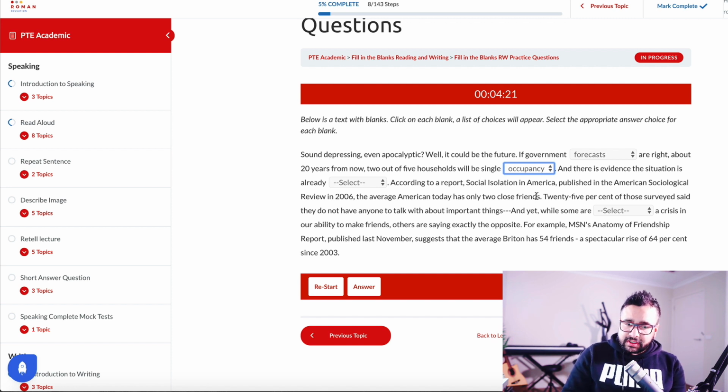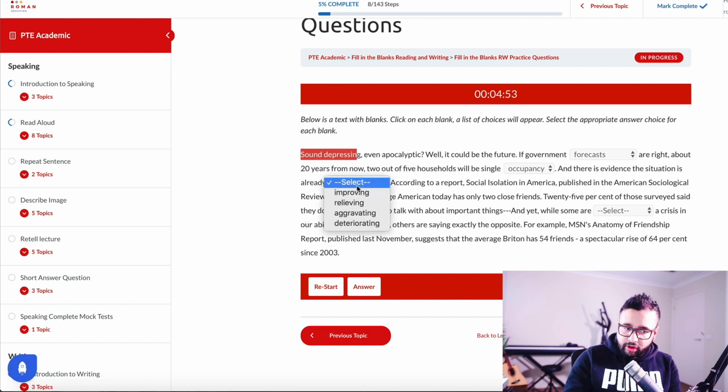The third question here is, and there is evidence the situation is already. Now, the situation is already, even before looking at the option, I'm getting a little clue here that something is going wrong. How do I know it's going wrong? Because the passage starts by saying depressing and apocalyptic, which means something really terrible. And that means it is a negative situation.